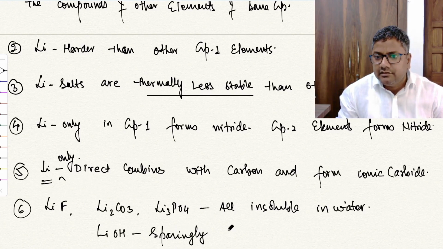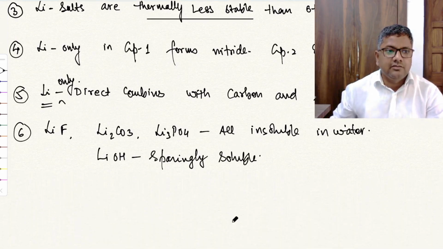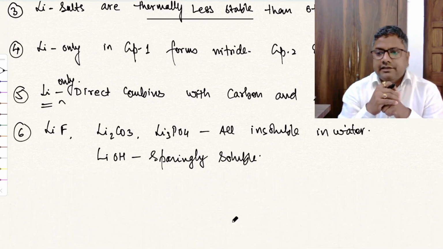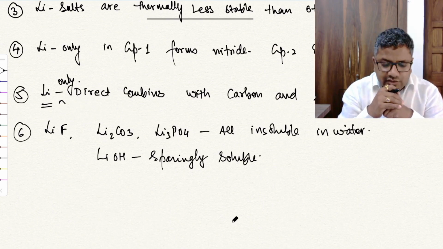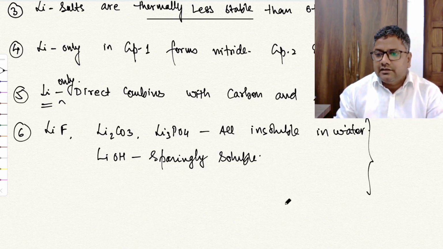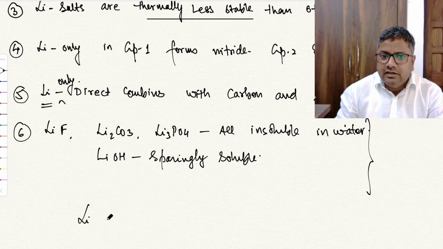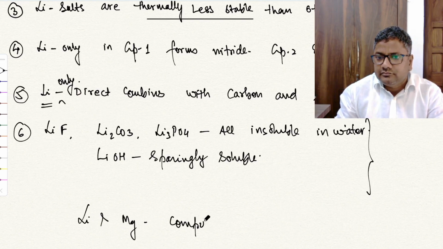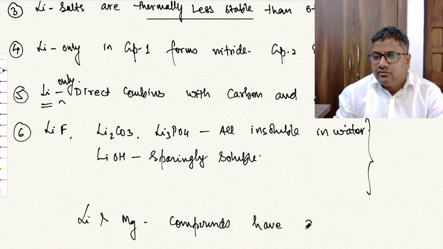Is sparingly soluble. So lithium hydroxide is sparingly soluble. This shows that these lithium compounds have a high degree of covalent character. This shows that lithium and magnesium compounds, basically, have sufficient covalent character, right?